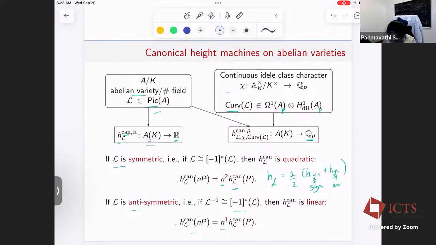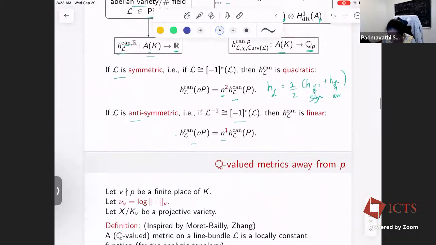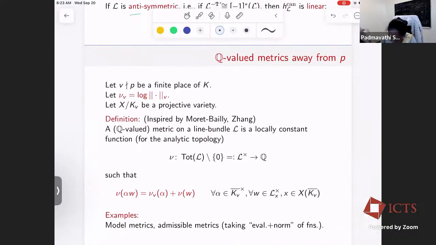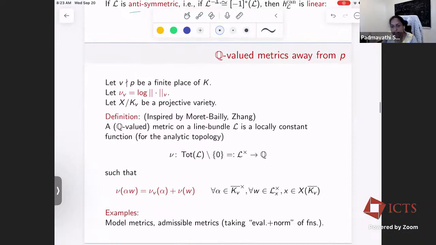Right. So let me describe the pieces for describing such a height function. A canonical height function is built from an adelic metric. An adelic metric is a way of measuring sizes of sections at every place of your number field. So I need to describe metrics at each place of your number field. I first describe the metrics away from p. For this definition, again, this already shows up in the literature.